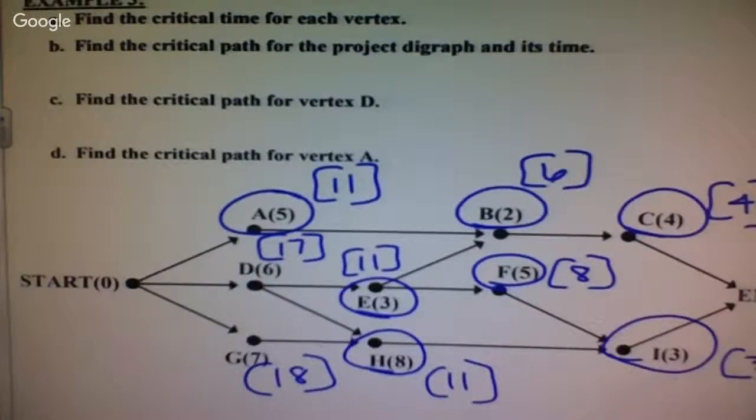Okay. So if you had to list me the critical path and its time, we would go from start to G, to H, to I, to the end.